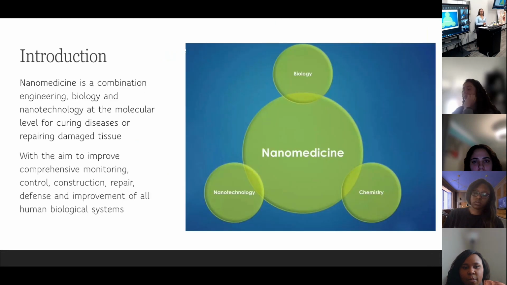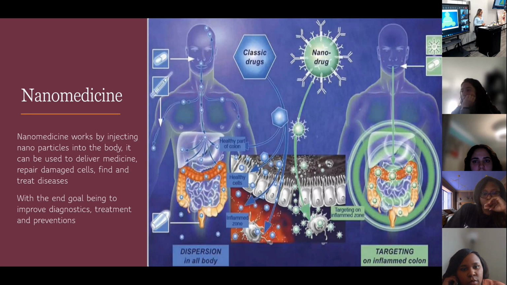So imagine if we could treat diseases without any complications and any unnecessary drugs. So nanomedicine is a combination of engineering, biology, and nanotechnology at the molecular level for curing diseases and repairing tissue damage. With the aim to improve comprehensive monitoring, control, construction, repair, and defense, it will improve all human biological systems.